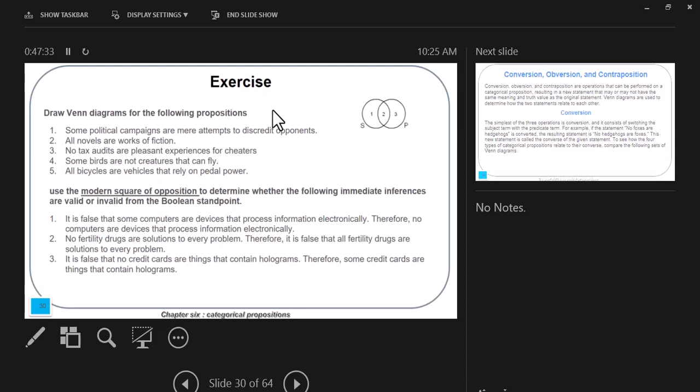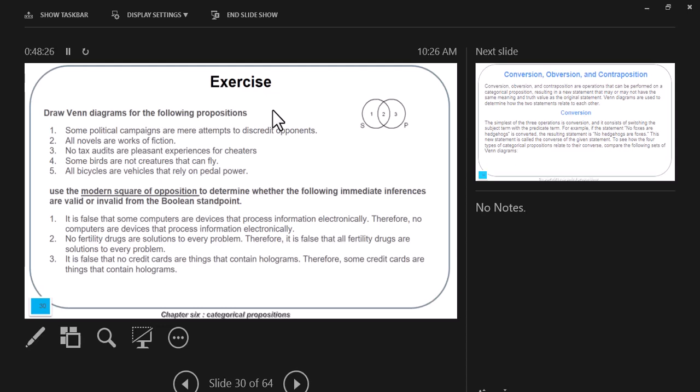Kebron Wonderson. Which region is to be represented by putting an asterisk or shading? Shading, the region represented by 1. Yes, some political campaigns are mere attempts to discredit opponent, Venn diagrammatically represented by shading or putting an asterisk. Overlapping, shading inside the overlapping region. In which region are we going to put either shading or an asterisk?